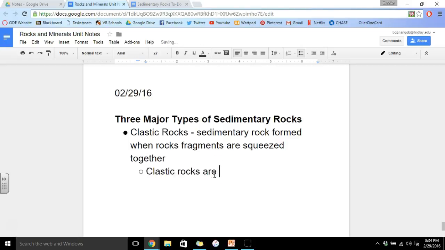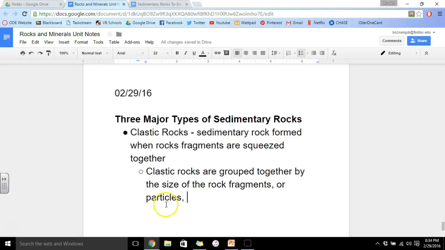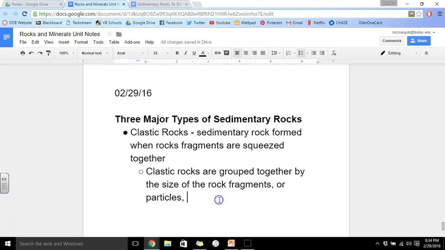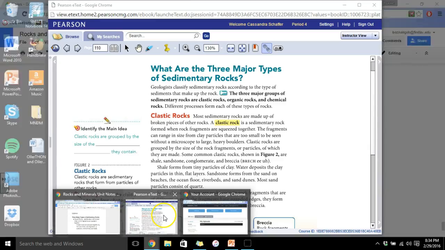Clastic rocks are grouped together by the size of the rock fragments or particles of which they are made. That's important to kind of remember, that they're grouped together by the size of the particles.